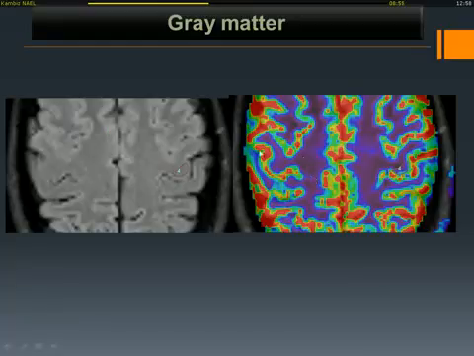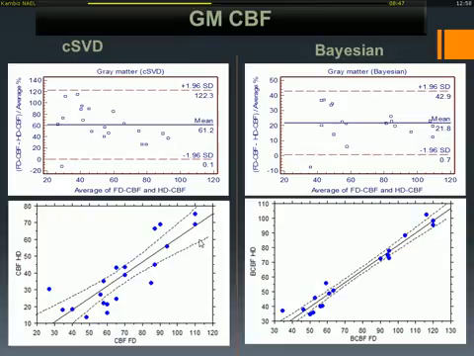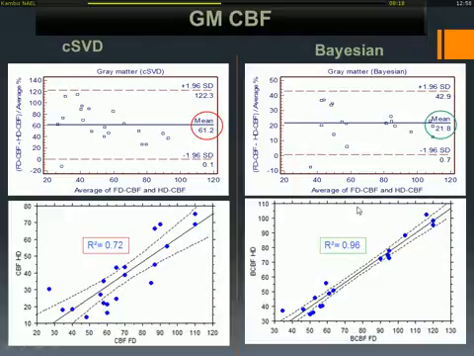We did evaluate the perfusion parameters in gray matter by drawing the ROI over the central sulcus here, and these are basically the results of gray matter cerebral blood flow. At the top, I'm showing you the Bland-Altman plots, and at the bottom, the scatter plots with correlation values. If you look at the difference between the two, you can see that there is less mean difference and a narrower range for Bayesian processed cerebral blood flow compared to SVD processed images, and a much better correlation again in Bayesian processed compared to SVD processed images.